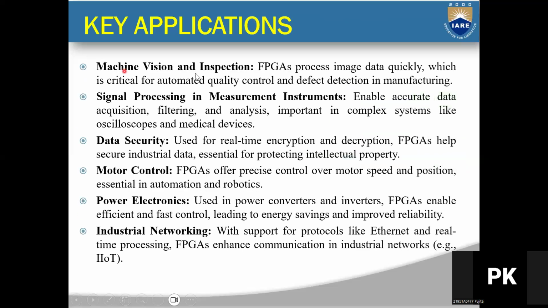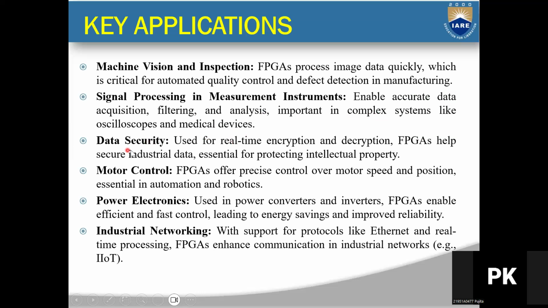So let us know what are the key applications of FPGA. What are the basic applications? Machine vision and inspection. FPGAs process image data, which is crucial for automated quality control and defect detection in manufacturing. The second one is signal processing in measurement instruments. It enables accurate data precision, filtering, and analysis, which is important in complex systems like oscilloscopes and medical devices.